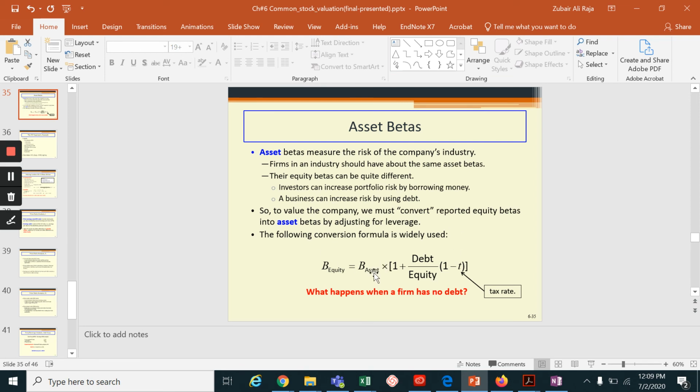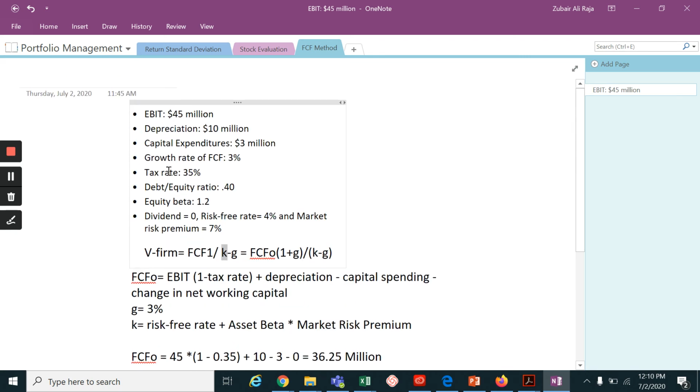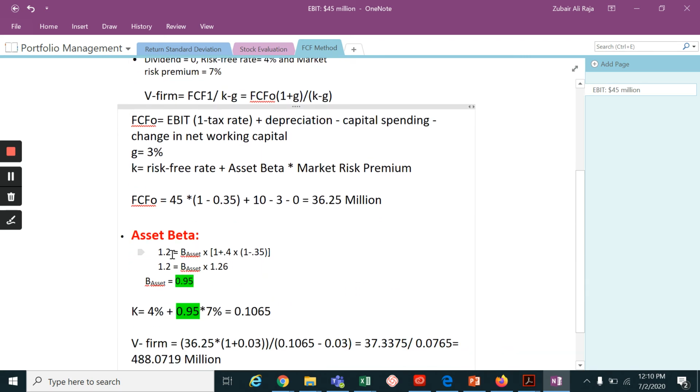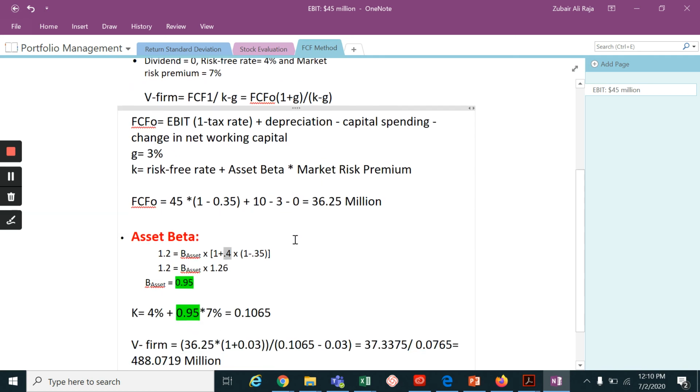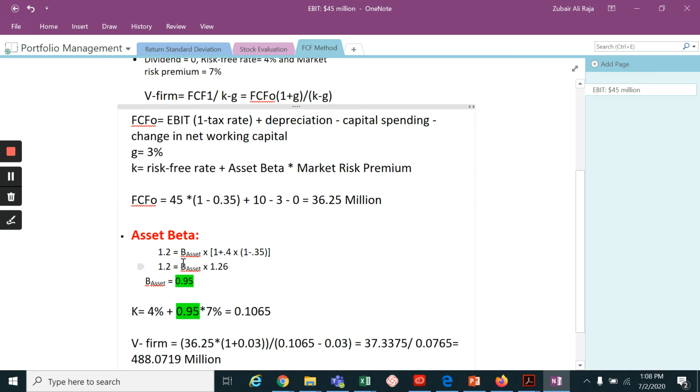Now we have this formula through which we can find the asset beta. We have the equity beta. In the question, we also have the tax rate, and we also have the debt to equity ratio, right? So we have 1.2, because this was the equity beta given to you, and we fed all the values in the formula to find the asset beta, and the asset beta turned out to be 0.95. Remember, this was the debt to equity ratio, 0.4, multiplied by 1 minus the tax rate, and the tax rate is given as 35%. After plugging in the numbers in this formula, we found that the asset beta is 0.95.